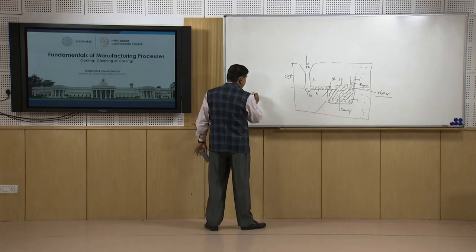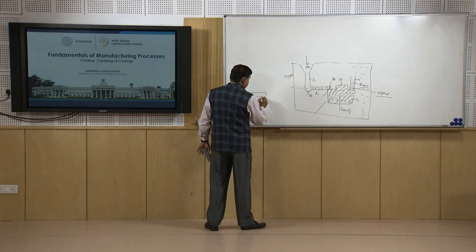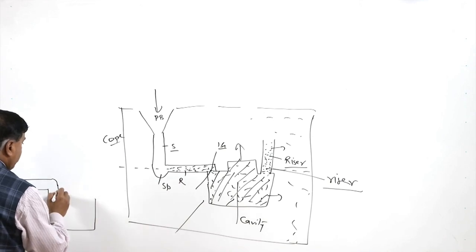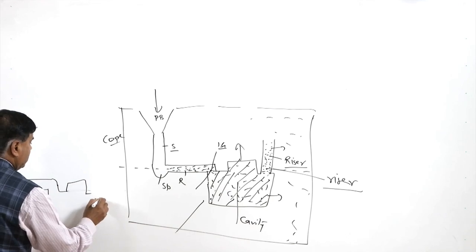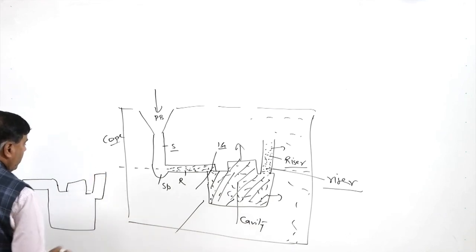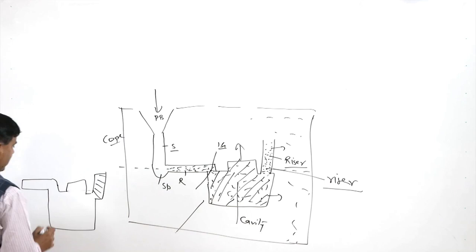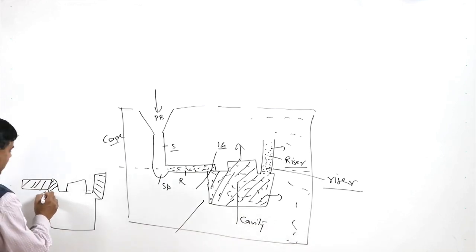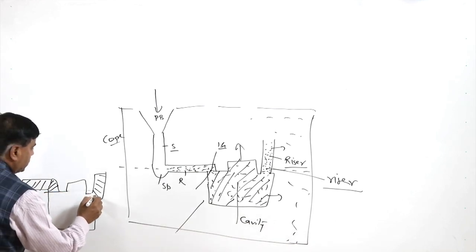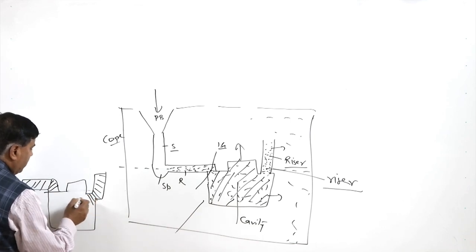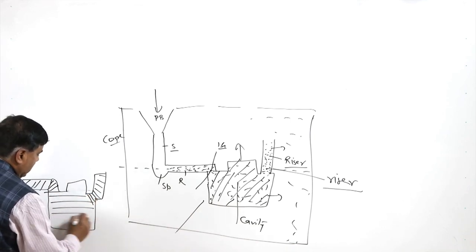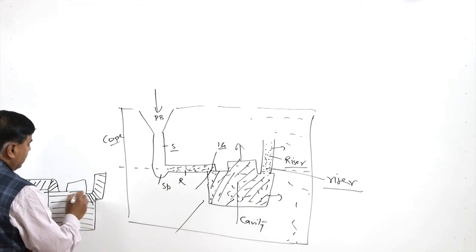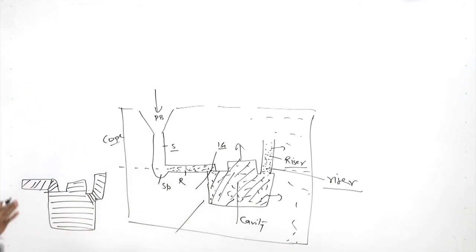So, basically we will be getting the runner attached with the ingate, this is the casting, and the casting of the same shape, and this is, say, the riser. This is the solidified metal in the riser, this is the solidified metal in the ingate, solidified metal in the runner, and actually what we want, the casting, is this much only. So, this is the casting which is needed. We may say these hatched horizontal lines indicate the casting which is desired.